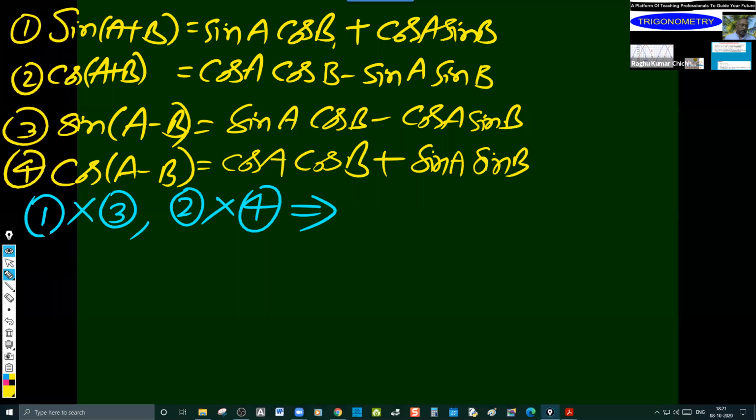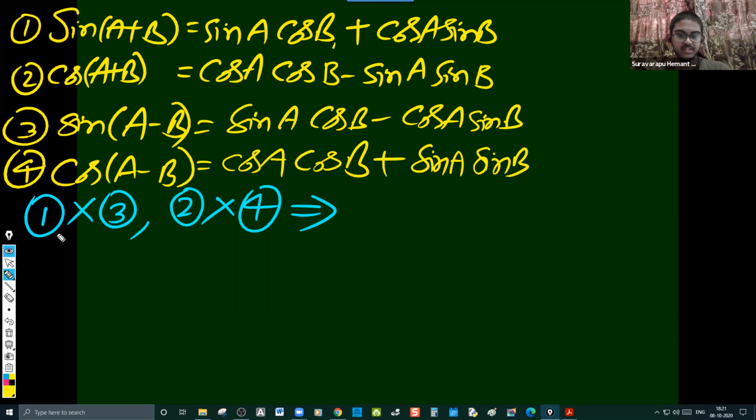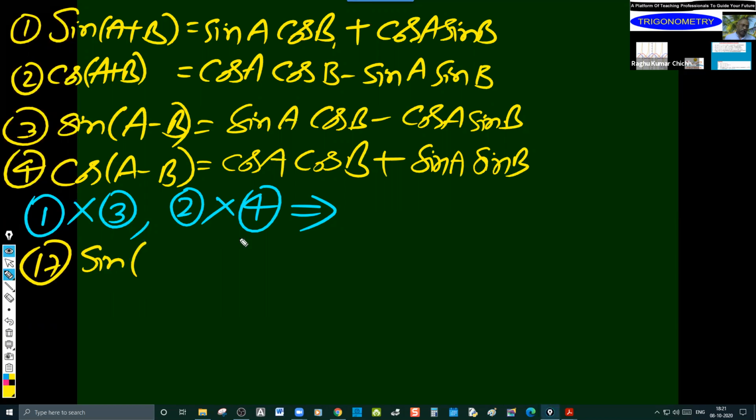Sine of A plus B into sine of A minus B. Write the formula number. We are done with 16. I think it is 17, no? Yes, sir, 17. Sine of A plus B into sine of A minus B.